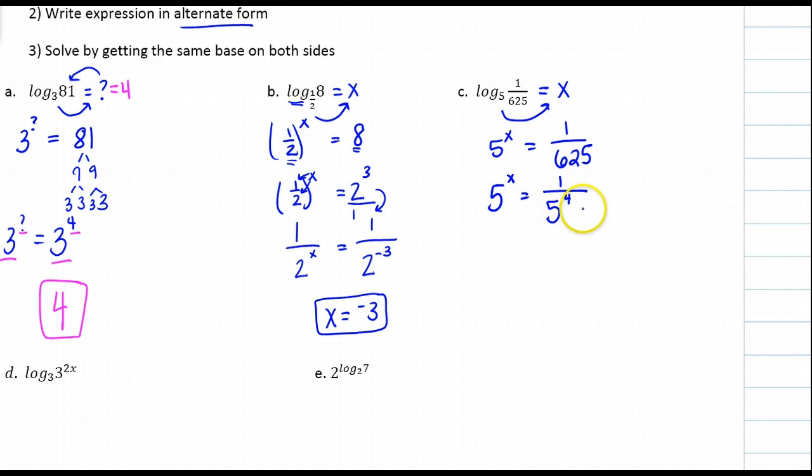But 5 and 1/5 are not the same, so I need to bring this 5 up. So 5 to the x equals 5 to the negative 4 power. That exponent becomes negative on the other side of the fraction. So x equals negative 4.